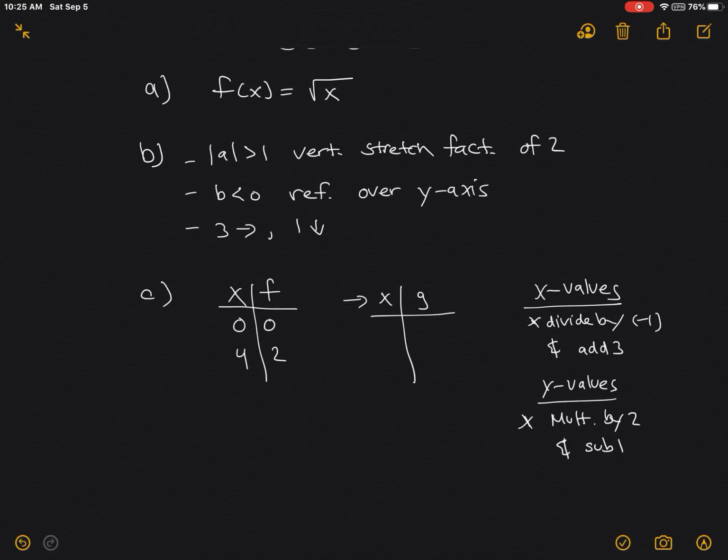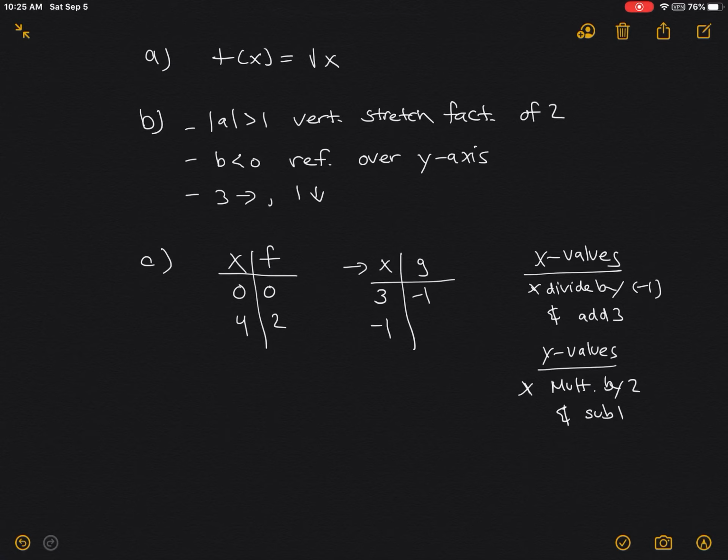All right, so if you do the operations, you should get the correct coordinates for g. So x value of 0, divide by negative 1, I'm going to get 0. 0 plus 3 is 3. 4 divided by negative 1 is negative 4. Negative 4 plus 3 is negative 1. Okay, for the y value of 0, 0 multiplied by 2 is 0. 0 subtract 1 is negative 1. And 2 times 2 is 4. 4 minus 1 is 3.